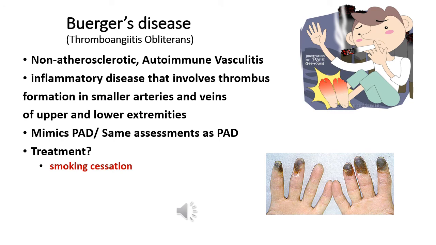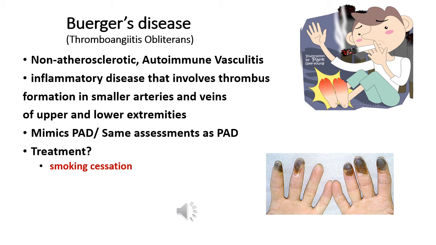Now the next vascular problem that is classified as an acute arterial ischemic disorder is called Buerger's disease. So this is the first disorder that we've talked about that is non-atherosclerotic. So it is not caused by a buildup of that plaque on the vessel wall. It's called an immune vasculitis. So what it is, it's an inflammatory disease.